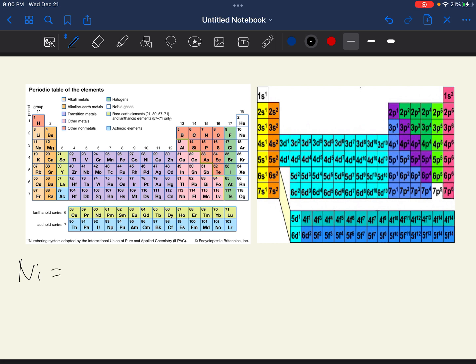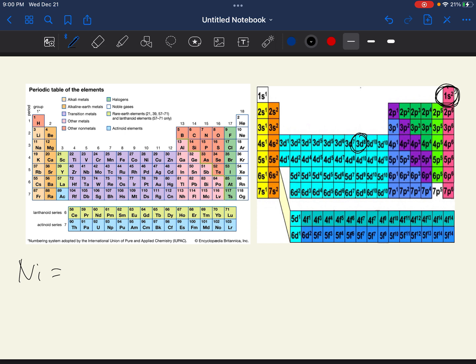So let's start off with just plain old electron configuration. So we would start at the 1s2 orbital, and the reason we always start at the 1s2 orbital is because that's the most completed. That's the completed one. And since nickel is all the way down here, we know that we finished 1s2. We don't have to even look at this.